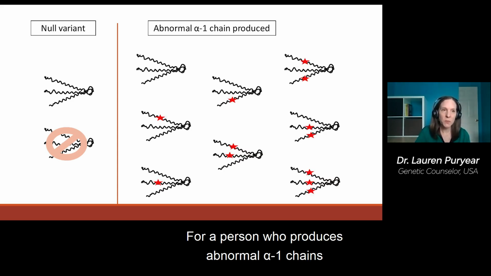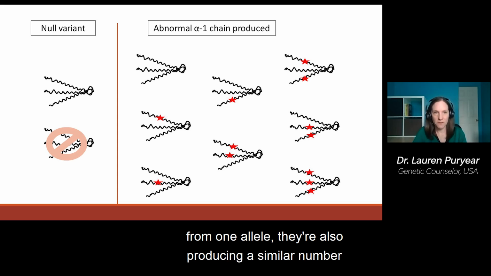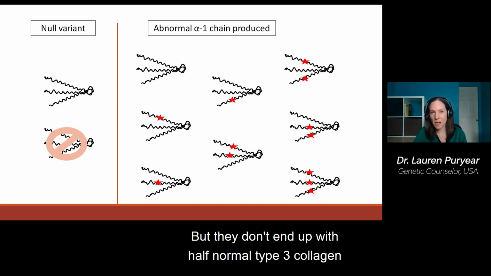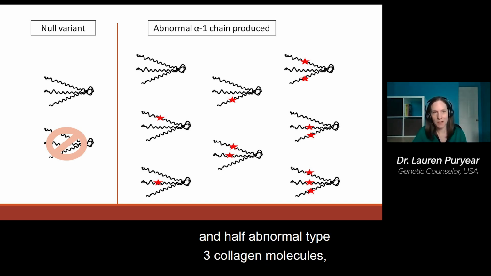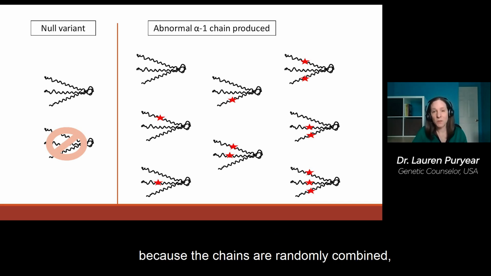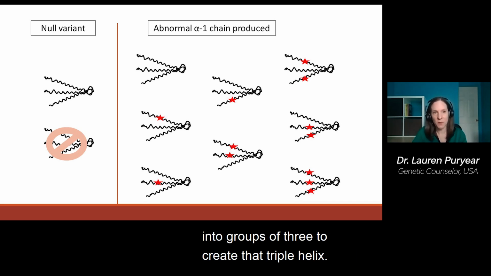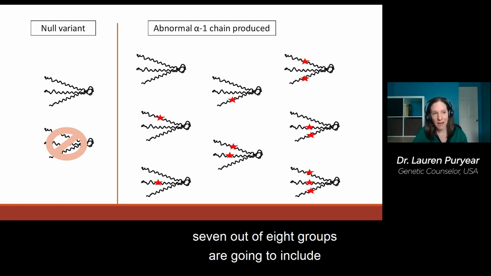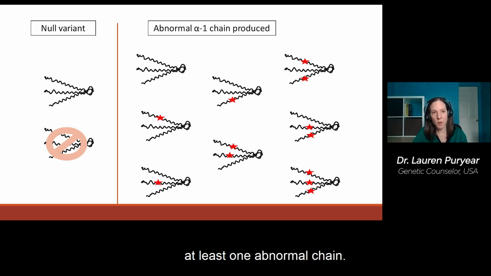For a person who produces abnormal alpha-1 chains from one allele, they're also producing a similar number of normal alpha-1 chains from the other allele, but they don't end up with half normal type 3 collagen and half abnormal type 3 collagen molecules, because the chains are randomly combined into groups of 3 to create that triple helix. So if you look at the possible permutations of combining abnormal and normal chains in randomly selected groups of 3, 7 out of 8 groups are going to include at least one abnormal chain.